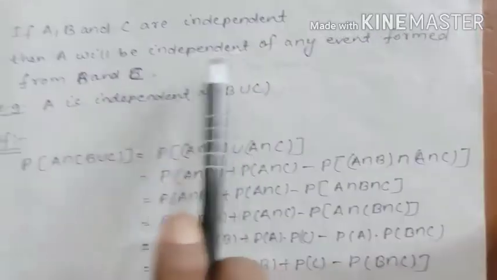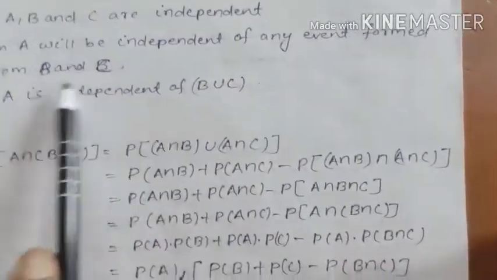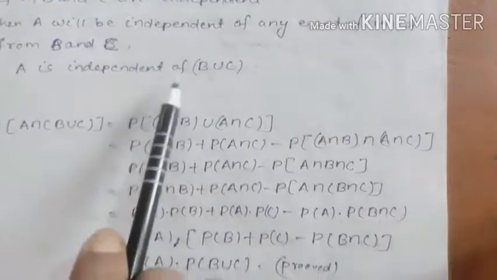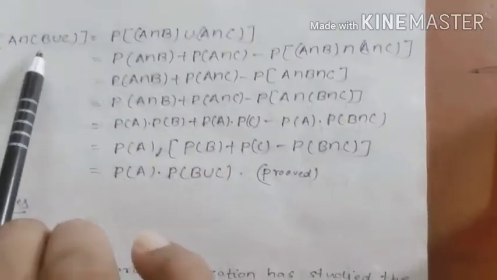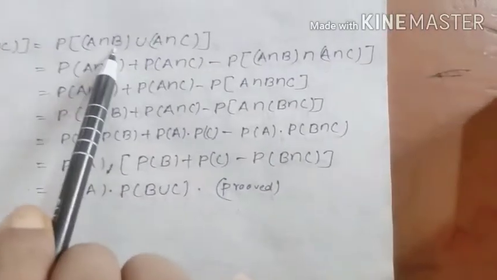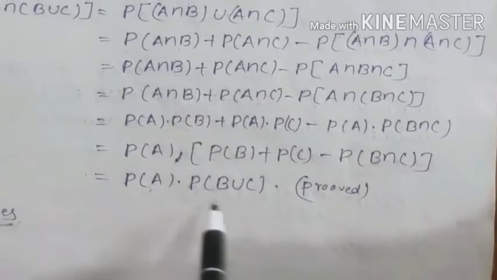A will be independent of any event formed from B and C. That means A is independent of B union C. How can you prove this? Now P(A ∩ (B ∪ C)) = P((A ∩ B) ∪ (A ∩ C)). By set theory, you can easily prove it equals P(A) × P(B ∪ C).